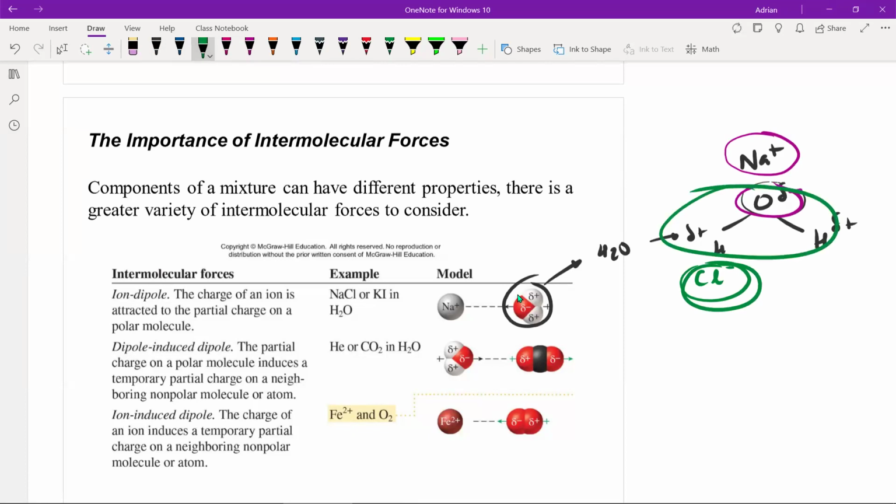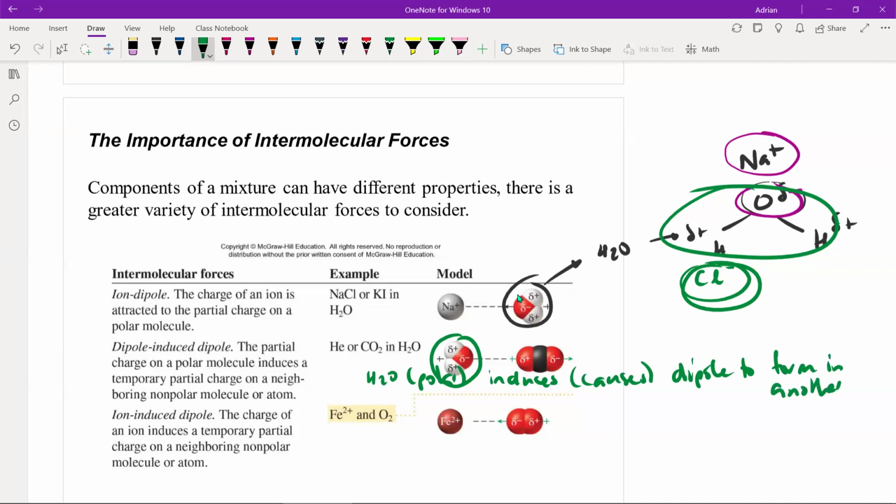We can have dipoles that are induced by other dipoles. So for example, carbon dioxide, which is normally a nonpolar molecule, can have a dipole induced in it by the dipole that is already in water, right? So here the water, which is polar, induces, which is another name for causes, a dipole to form in another molecule or another particle. And as a result, those two things can be attracted because now you have dipole-dipole interactions.